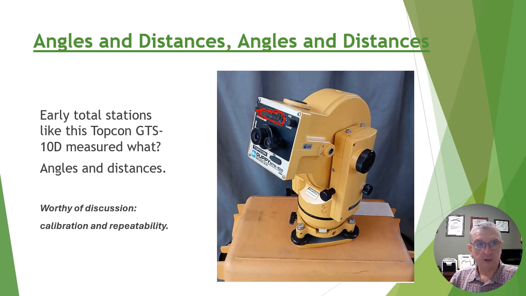But this incorporated angles and distances. So early total stations like this GTS 10D measured what? Angles and distances. So here we're going to stop again and talk about the legalities of the subject matter. Go back to that thought process.